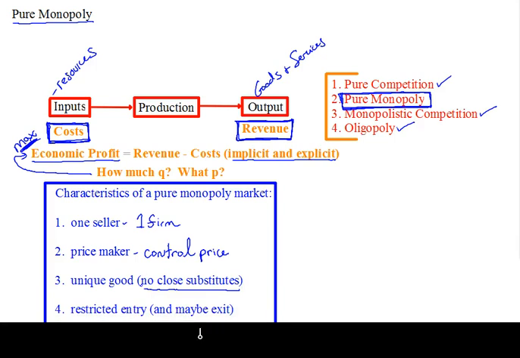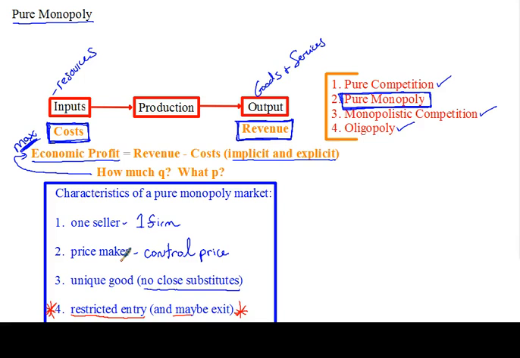And then number four is, and this number four really is the key to the whole thing, and that is that there is restricted entry. For some reason, in some way, shape, or form, they are restricting entry. No other firms, for whatever reason, can come in and compete. No other firms can come and enter the market. So that restricted entry, where for some reason no other firms can enter the market, will mean that I'm producing a unique good and will make me the only seller of the good, and therefore I will become a price maker.